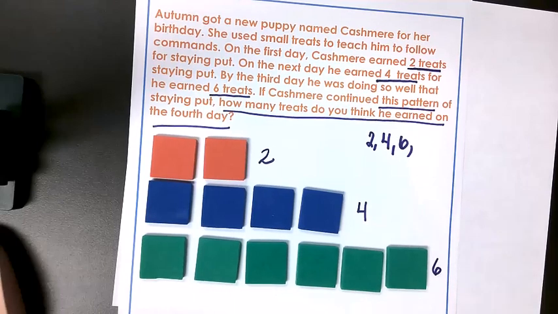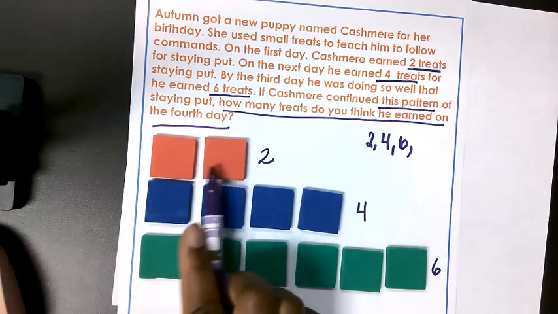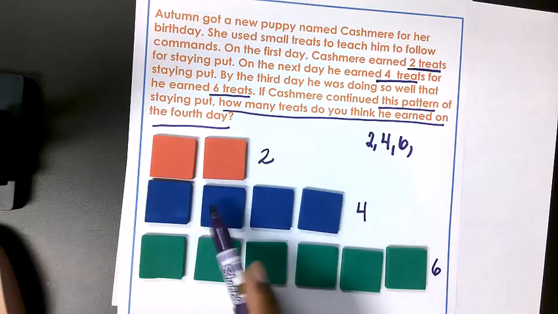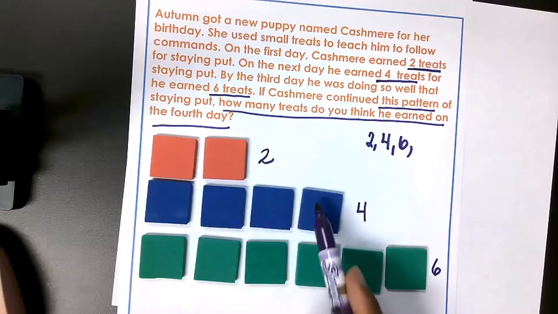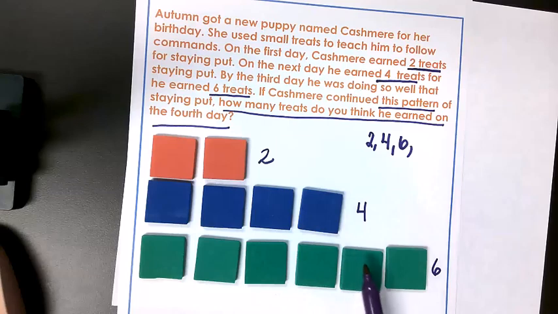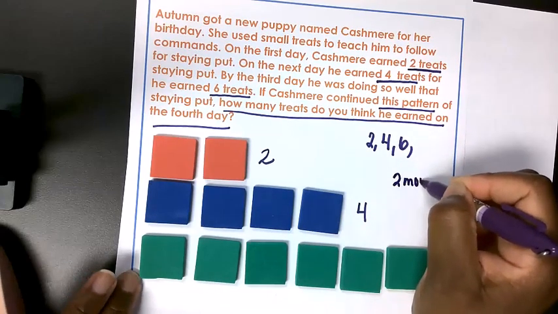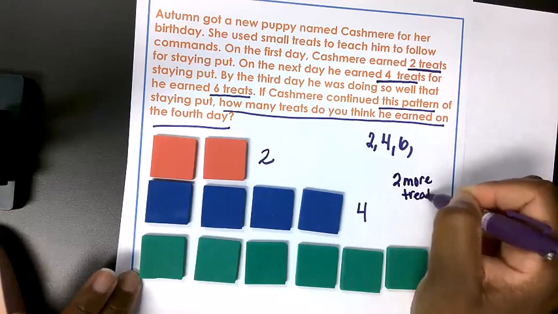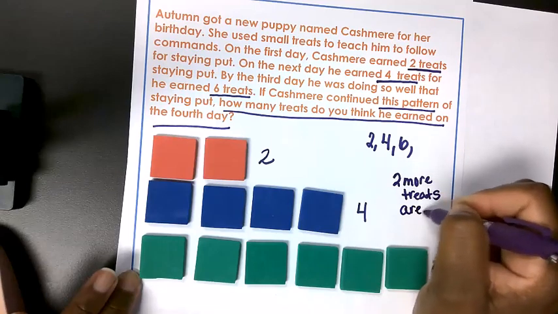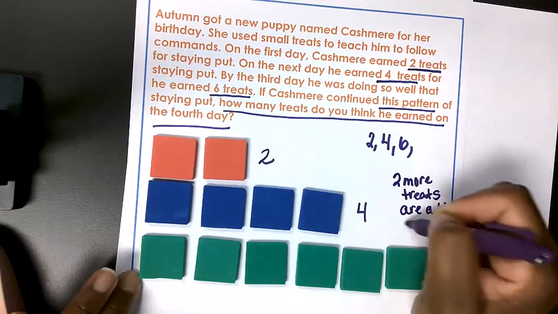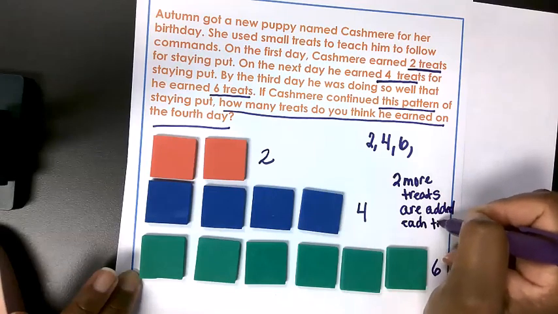So you want to ask students questions such as, well, what do you notice? What's happening? Look at the first term. We had 2 treats. And then what happened? Well, they may tell you, oh, 2 more treats were added. Oh, and what happens next? 2 more treats were added. So each time, 2 more treats were added. Two more treats are added each time.